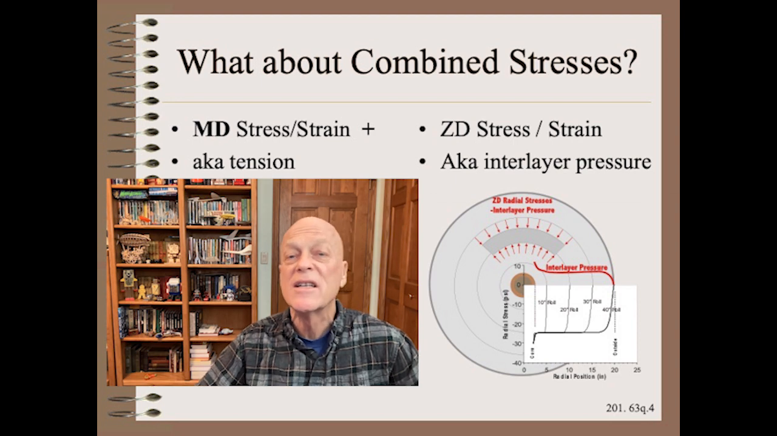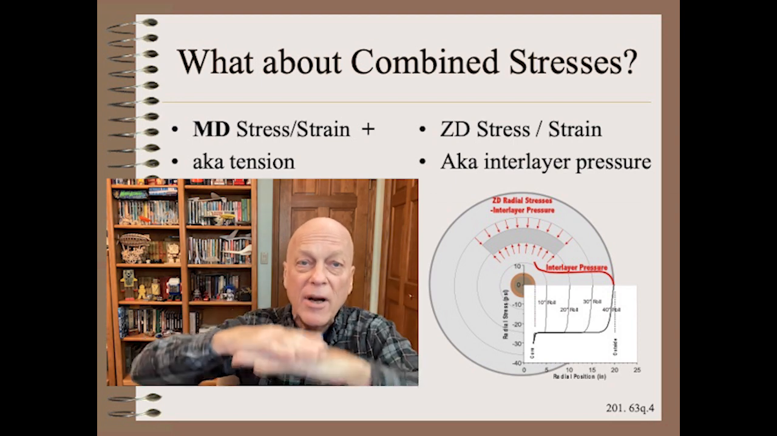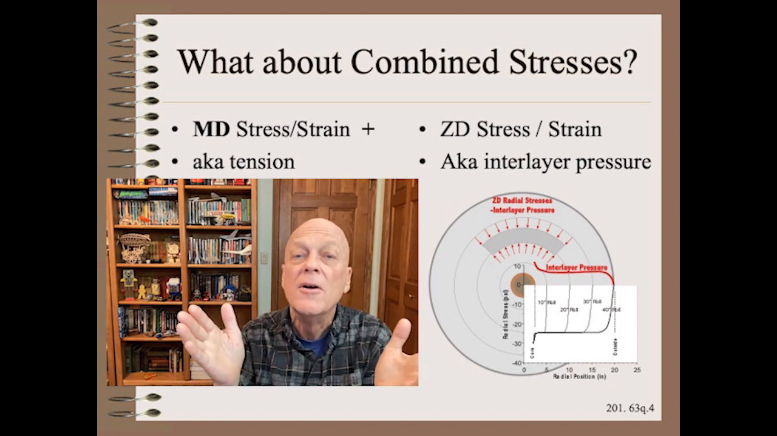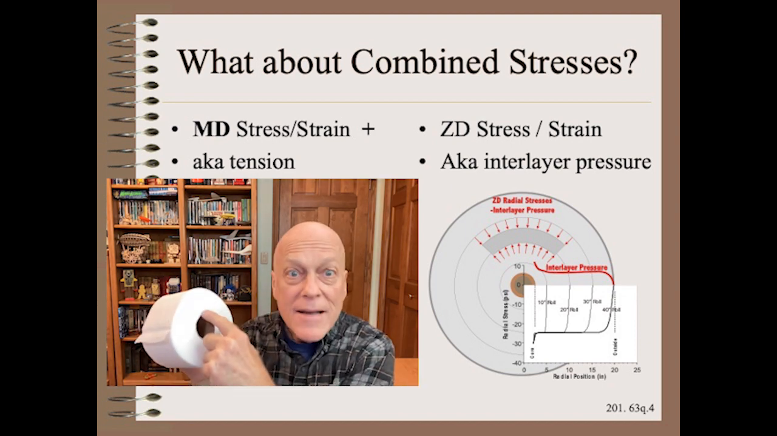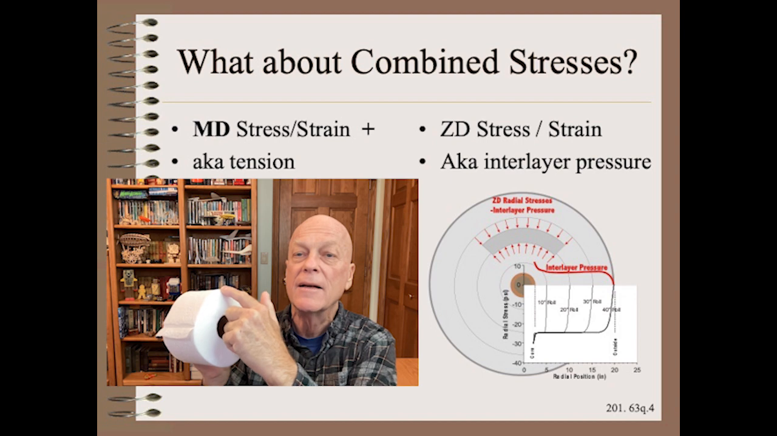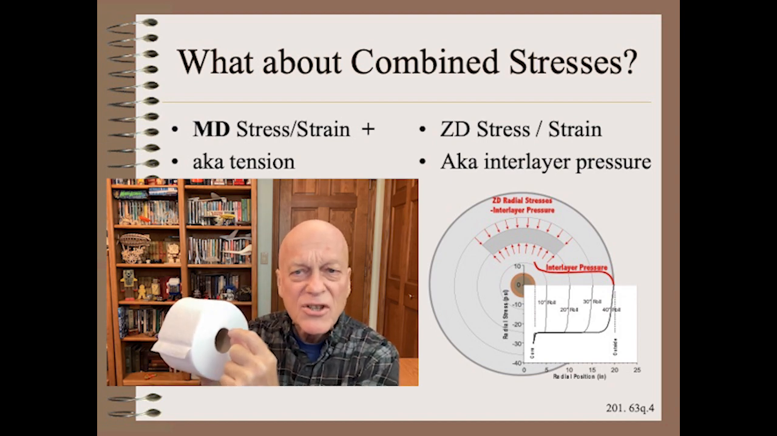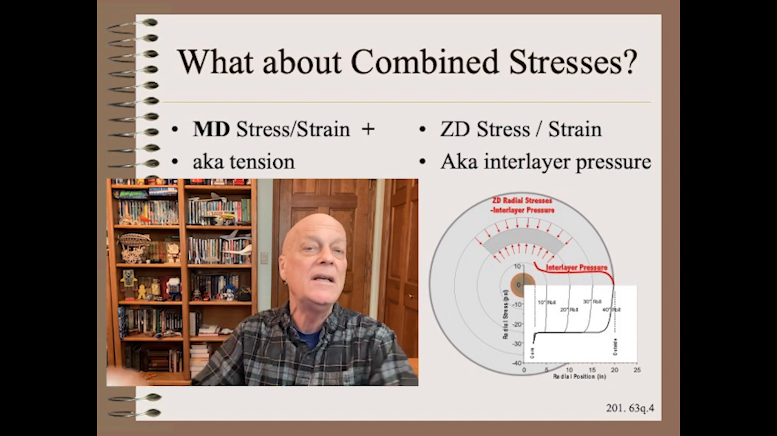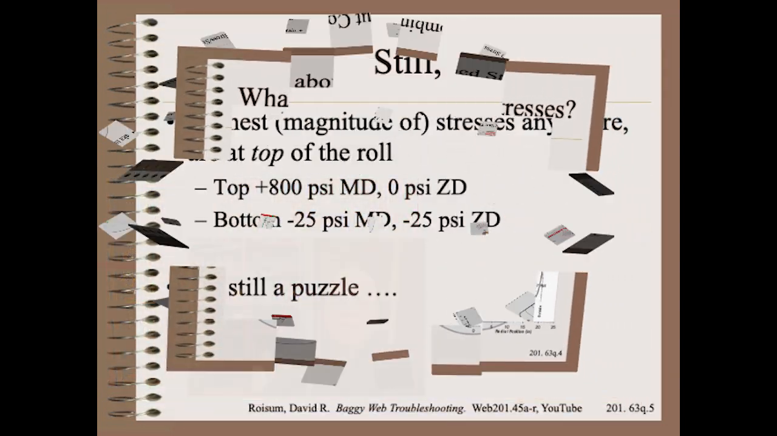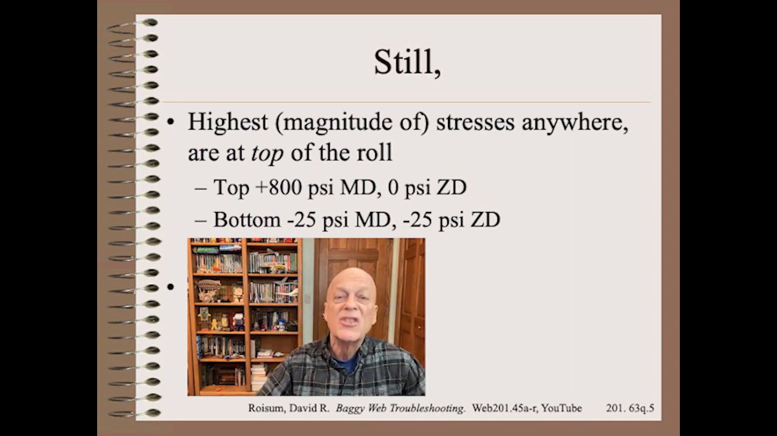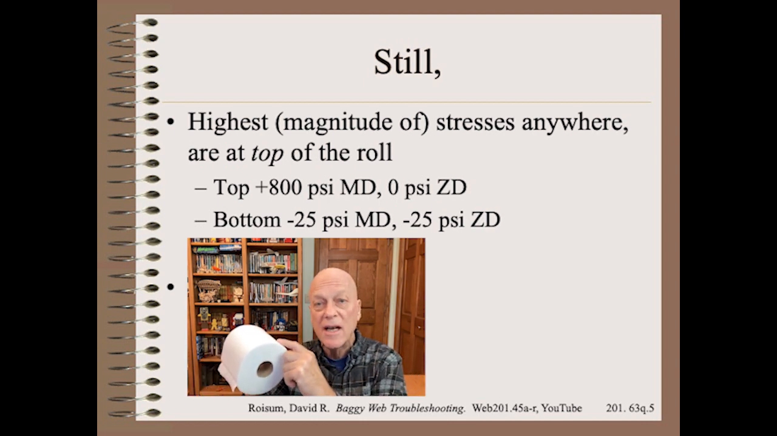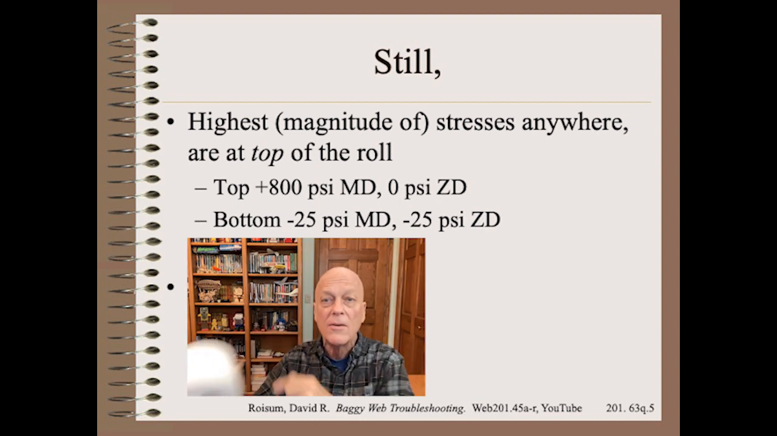However, if we now consider ZD pressures, interlayer pressures, we have a different conclusion. For every material ever wound on any winder ever built with any winder TNT settings, the pressure is greatest at the core, not at the outside. Perhaps the crushing pressures near the core makes MD yielding easier. Yet, if we look closer at the actual numbers, the sizes of the stresses at the outside are far greater than the bottom of the roll.